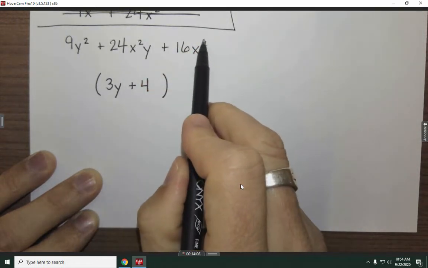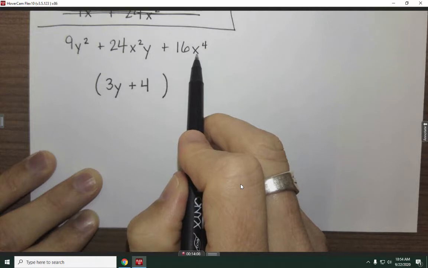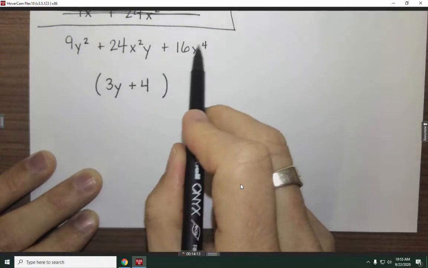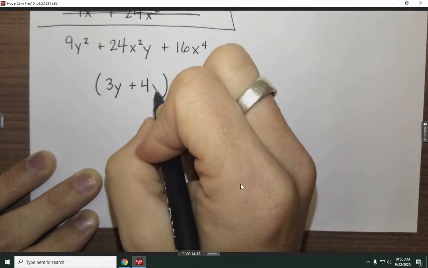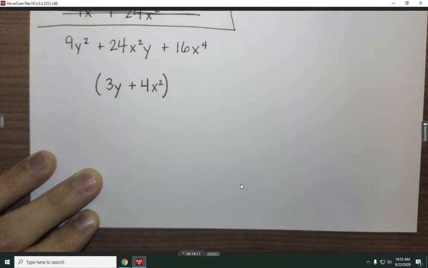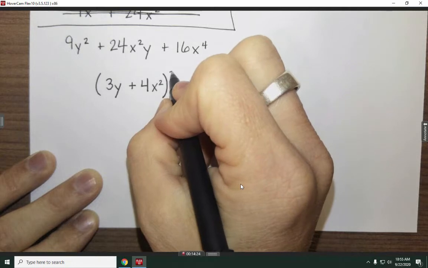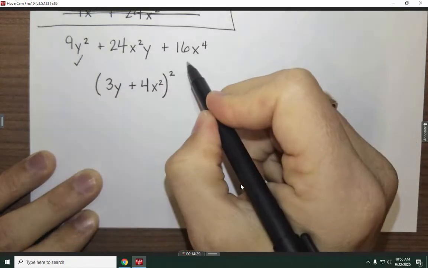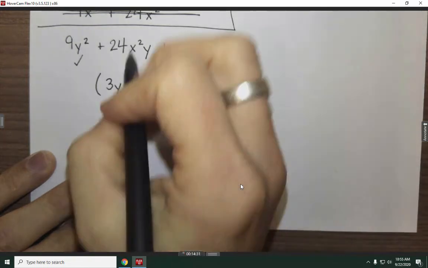And this one's a little bit different. This is x to the 4th. So I know that y times y gives me y squared. But on this one, we're going to look at it like it's x squared, because x squared times x squared gives me x to the 4th. It's a little bit unusual. So this might be our answer. So we know it works because we did this one. We know it works because we did this one.